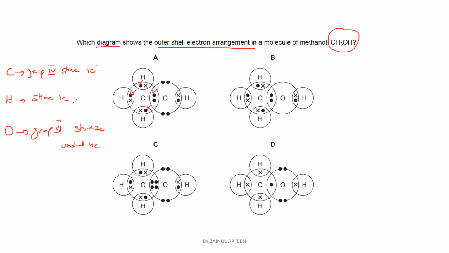What about hydrogen? Hydrogen shares 1. So this hydrogen is sharing 1. This is also sharing 1. This is also sharing 1. And the other hydrogen is also sharing 1. So hydrogen is also correct. What about oxygen? Oxygen should share 2. So one from left hand side and one from right hand side. It is sharing 2 electrons. So that's also correct. And unshared should be 4. So this is 2 plus 2, 4. So this A is the right answer.